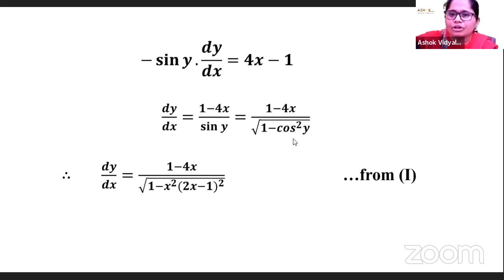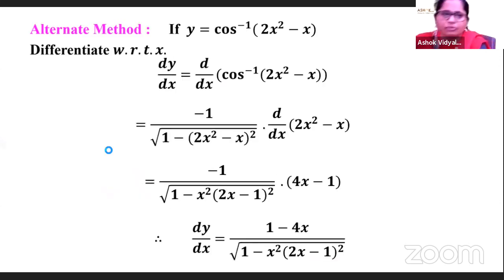Sin y is expressed in the form of the cos function, because cos y is 2x square minus x. Hence, we write dy by dx is equal to 1 minus 4x upon under root 1 minus cos square y. Therefore, dy by dx is equal to 1 minus 4x upon under root 1 minus bracket 2x square minus x, squared, from equation 1.